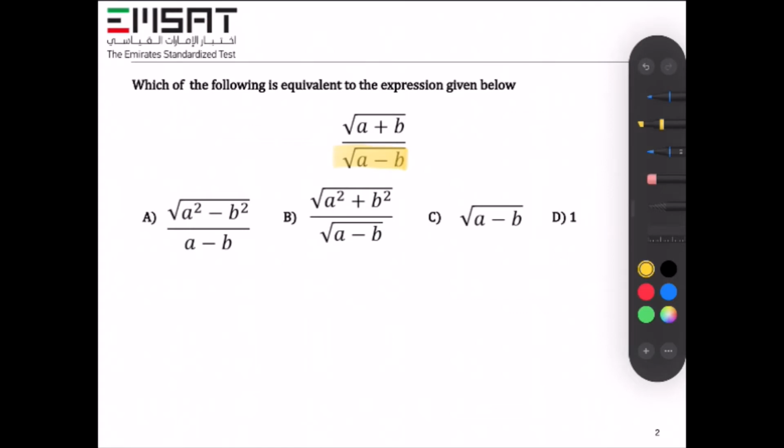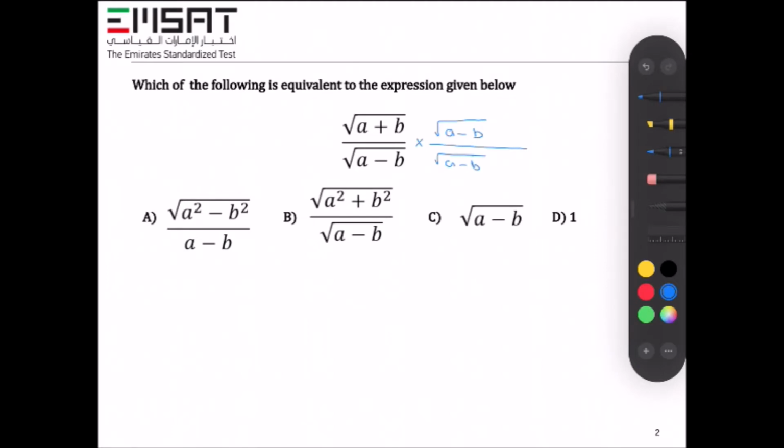To do that, we can multiply both the numerator and denominator by the same root. That will get rid of the root in the denominator. Now we will multiply both the numerator and denominator by the denominator, the square root of a minus b, and times the square root of a minus b as well.